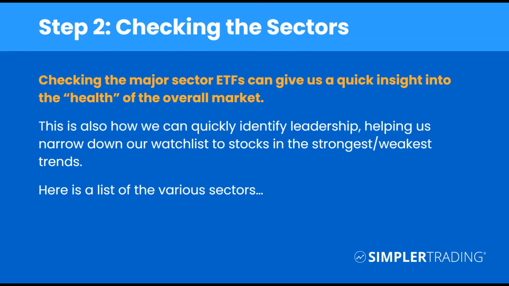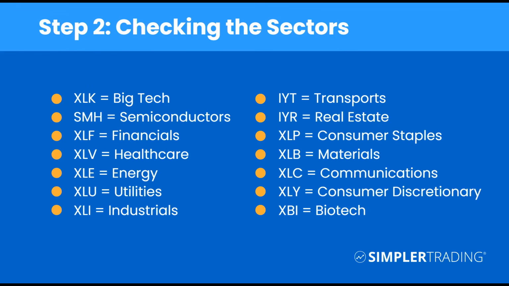And then step 2, we check the signals on the sector ETFs. That gives me a quick insight into the overall health of the market. So you have XLK, which is big tech. You have SMH, the semiconductors. XLF is the financials. XLV is healthcare. XLE is energy, utilities, industrials, etc., etc.